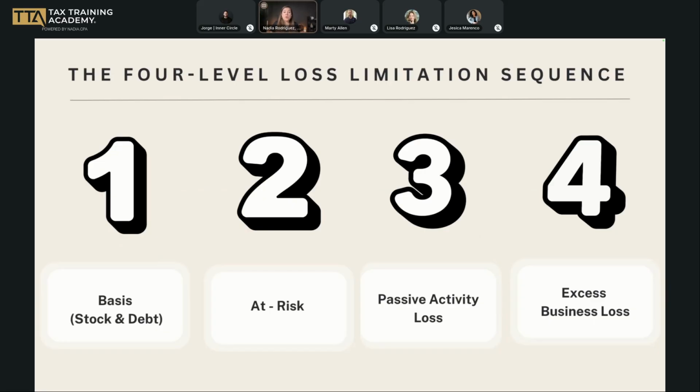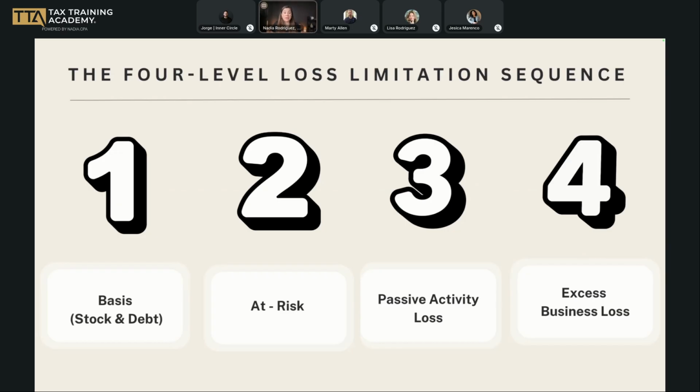Because we looked at the 4-level loss limitation sequence in lesson 7, where we talked about, of course, stock basis, there's stock and debt basis. Because when you have a loss on the K1, you have to meet each of these 4 tests before you're able to determine if you can deduct that loss on your 1040.